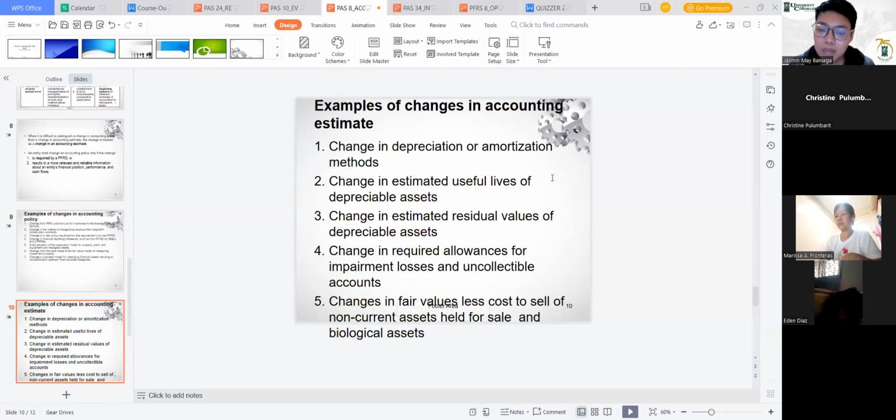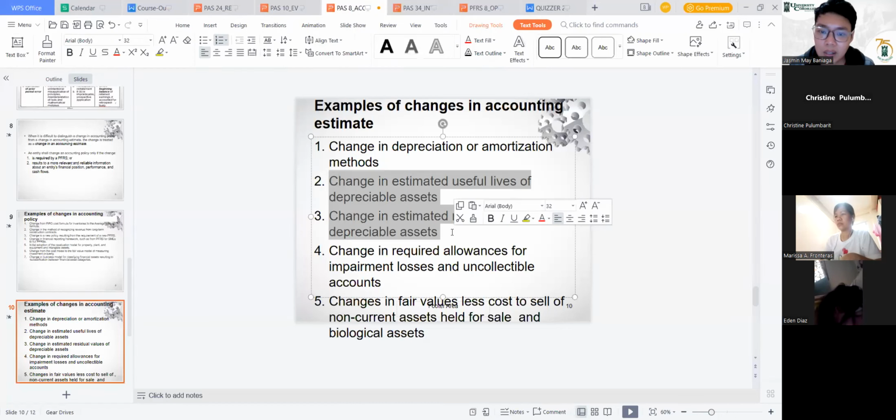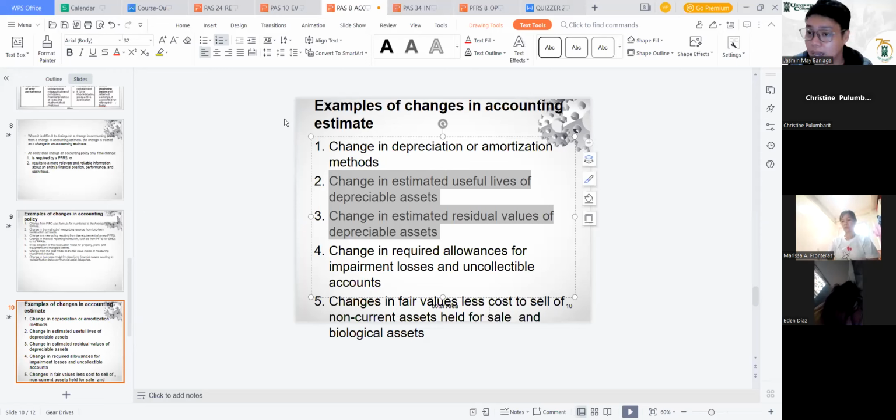So number one example, PPE, depreciation expense and amortization expense. Number two, nabanggit ko na to kanina, changes in estimated useful lives of depreciable assets at residual or salvage value change. Akala mo maibebenta mo pa yung PPE natin for 10,000 after its useful life, pero 5,000 na lang pala. Changes in accounting estimate. Akala mo magagamit mo pa for 15 years, pero 10 years lang palang useful life. Change in accounting estimate. Should be prospective application.